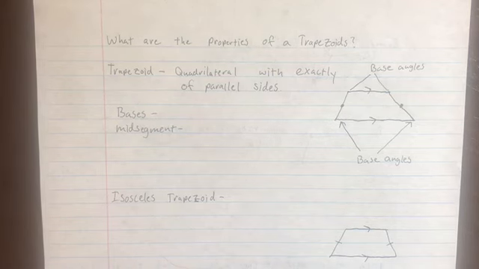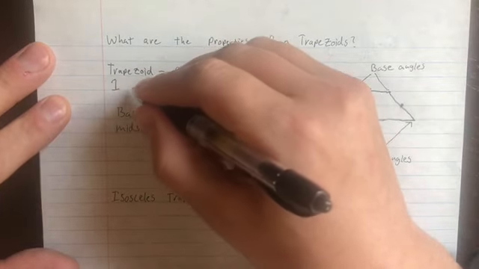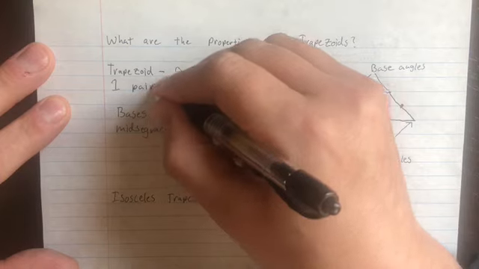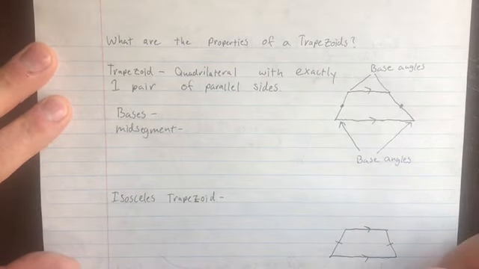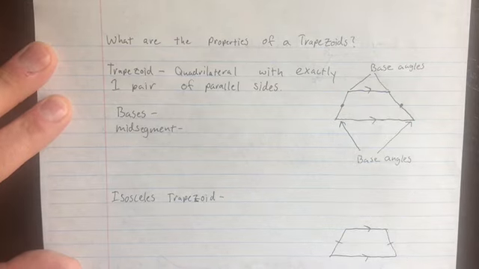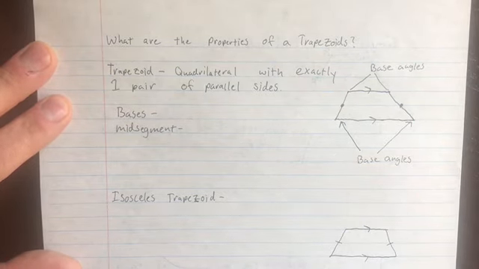Today, our goal is to go over the properties of trapezoids. A trapezoid is a quadrilateral with exactly one pair of parallel sides. That pair of parallel sides is usually pretty obvious when you're looking at the diagram. In this case, these two sides are parallel. They're marked with the arrow. They will never touch. And the other two sides, if we were to extend, they would actually intersect.